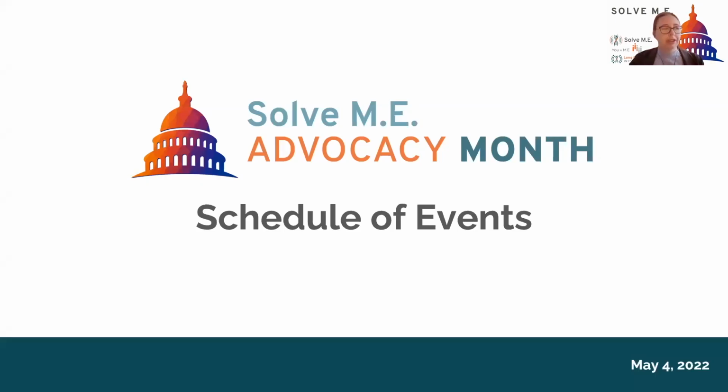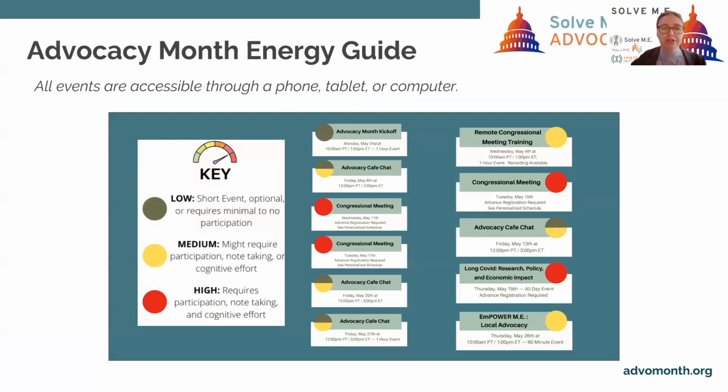That's a great segue. Let me share my screen again one last time. So here's a quick schedule of events for Advocacy Month. Is that clear? Great. So just a reminder that we have our energy guide available this year, so that you can see, based on the color of the circle associated with each event, what the level of energy is required.